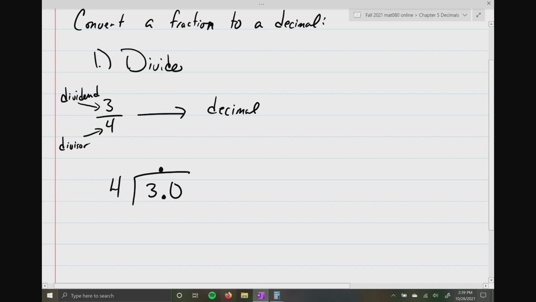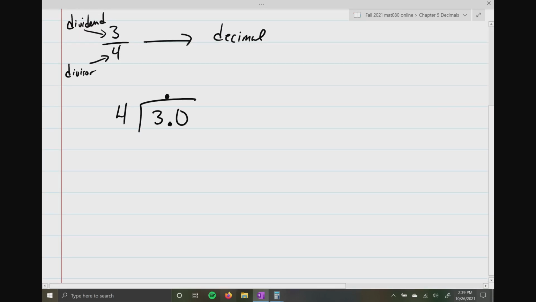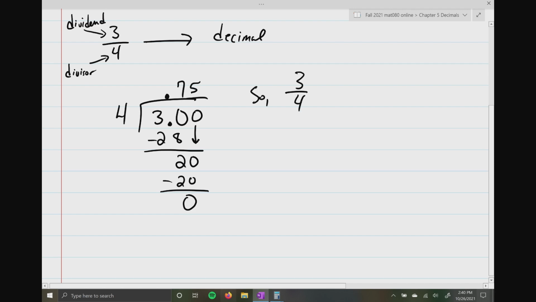And that is the key on how to convert a fraction to a decimal. So 4 goes into 30, 7 times, it's going to be 28. Subtract, you get a 2. Now we know we can keep adding zeros if we wanted to. 4 goes into 20 5 times. And now we get that remainder of 0, so we know we're done. So 3/4 is equal to 0.75.